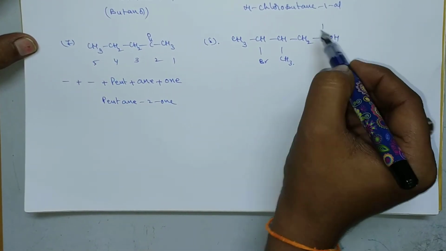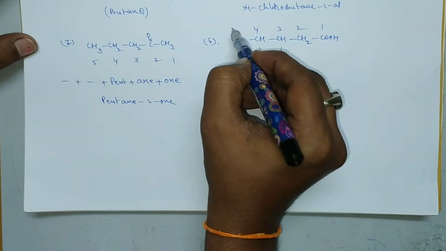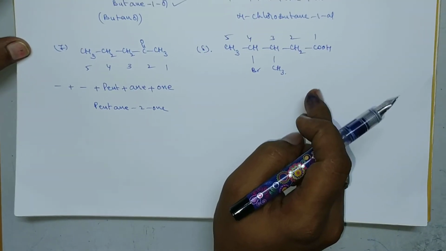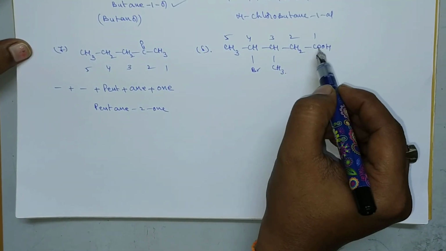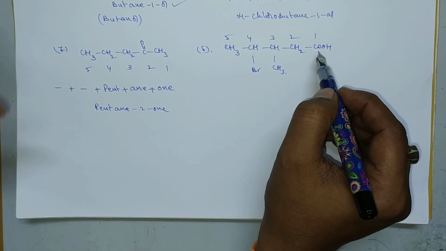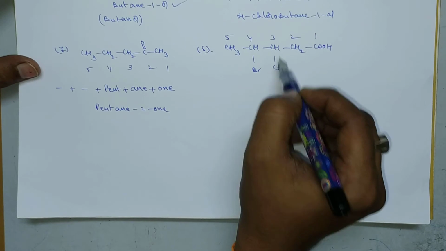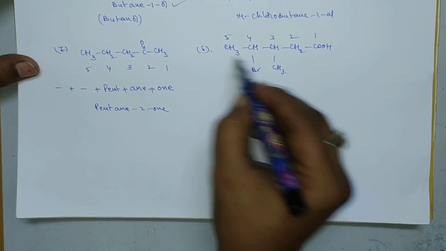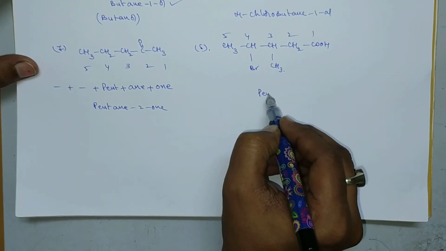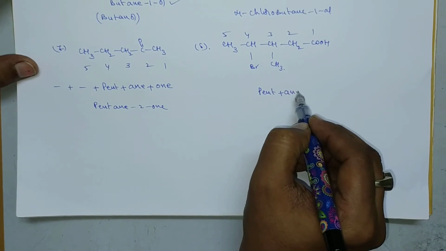So take 1 2 3 4 5. So 5 carbon atoms are there. You have to number from the functional group only, so the lowest number should be given to the functional group carbon. So third position has a methyl group, fourth position is bromine. So 5 carbons means pent, plus all single bonds, "an".